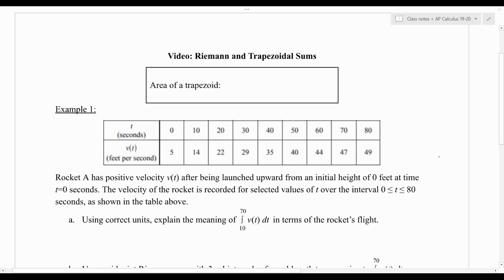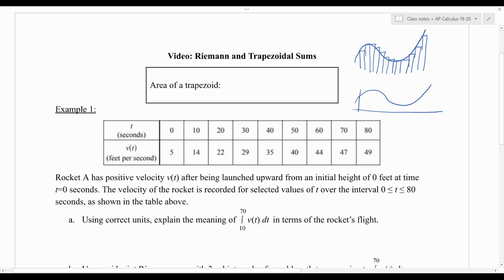In the last video, we learned what a Riemann sum is and how it approximates an integral. We used rectangles to add up the areas to get an estimate of what the actual area would be. So if we have a curve like this, we drew rectangles to approximate the area under a curve. Now, instead of drawing rectangles, we can also draw trapezoids.